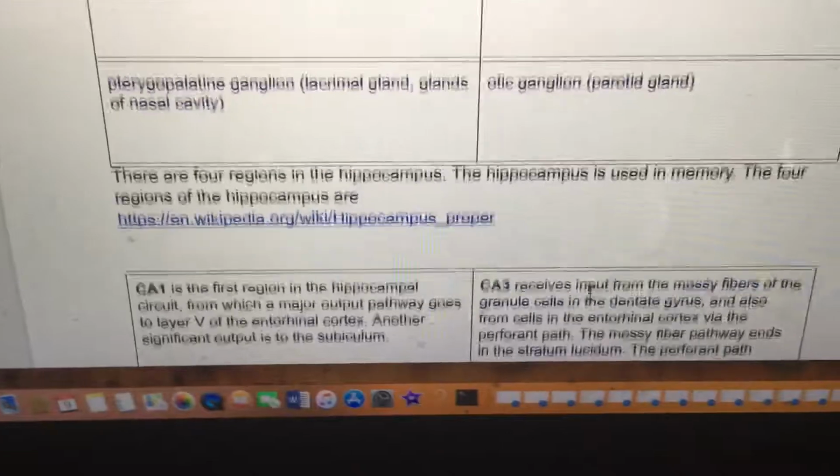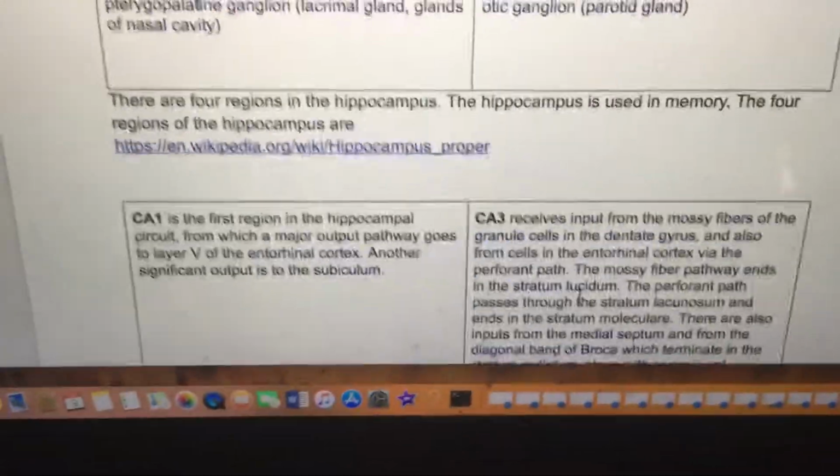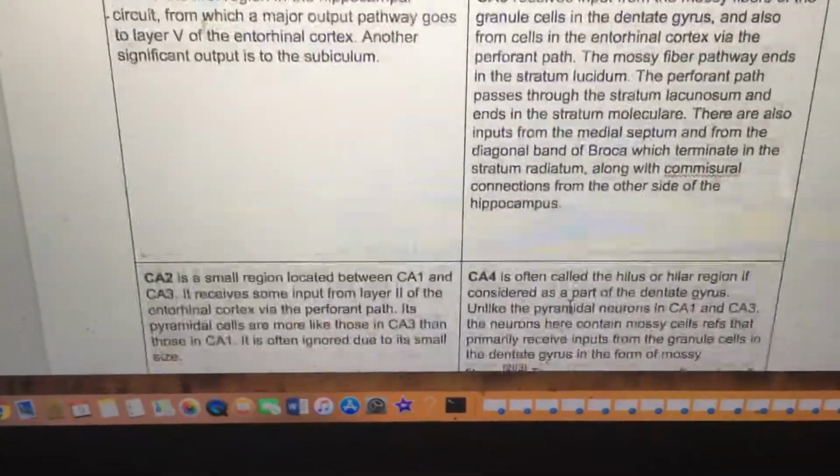There are 4 regions of the hippocampus. The hippocampus is used in memory. The 4 regions of the hippocampus are CA1, CA2, CA3, CA4.